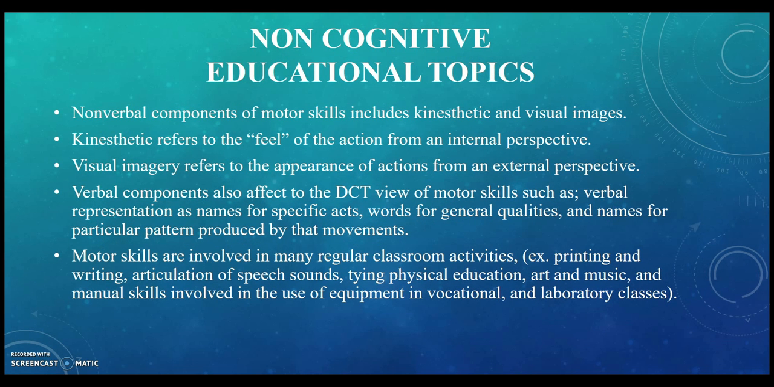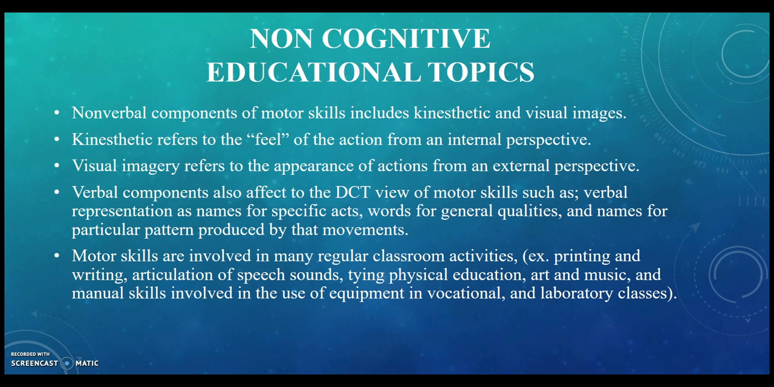Nonverbal components of motor skills include kinesthetic and visual images. Kinesthetic refers to the feel of the action from an internal perspective, for instance, printing letters or numbers, playing an instrument, and articulating a sound in a foreign language. Visual imagery refers to the appearance of actions from the perspective of an external viewer, for example, what the preceding actions would look like if another person performed them.